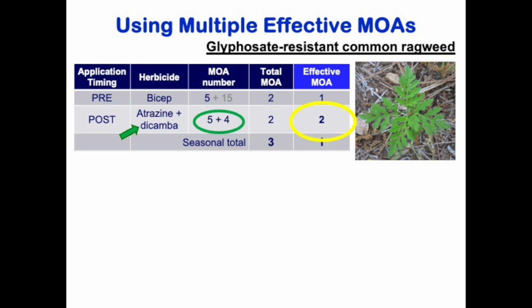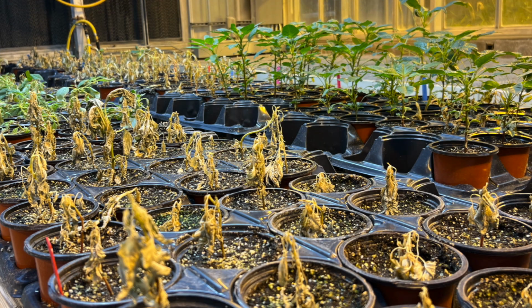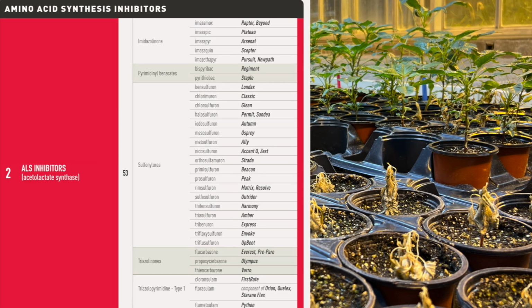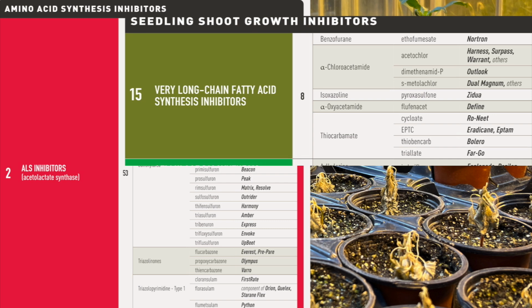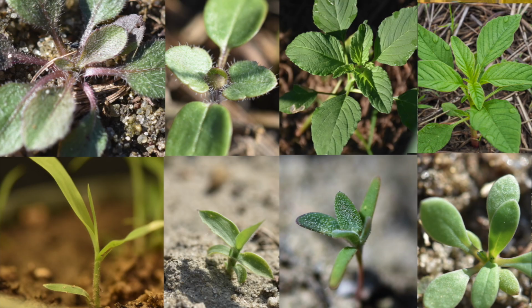In our simplified example, we used 2 effective modes of action in sequence within the same year. However, for enhanced resistance management, using effective herbicides at the same time is preferred, like we see here with atrazine plus dicamba. It's important to understand herbicide mode of action, and when thinking of resistance management, it's important to use at least 2 effective modes of action, particularly for those species that are prone to develop resistance.